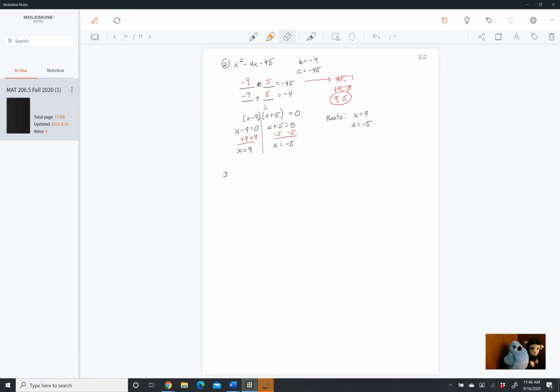Let's take another one. x squared plus 11x minus 60. So once again, two numbers. Our A is 1, our B is 11, and our C is negative 60. So we need two numbers that multiply to negative 60 and add to 11. Again, we're going to look at the factors of negative 60. And some of you, you don't need to write down the factors. Some of you are going to know right away what the numbers are.